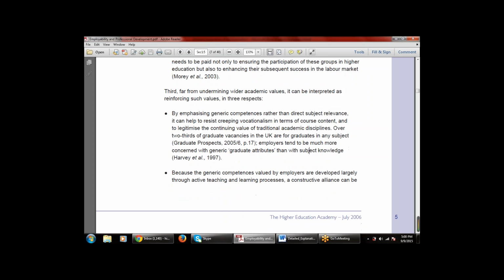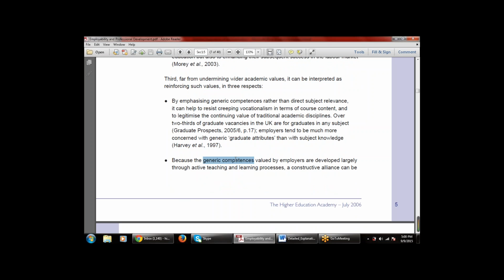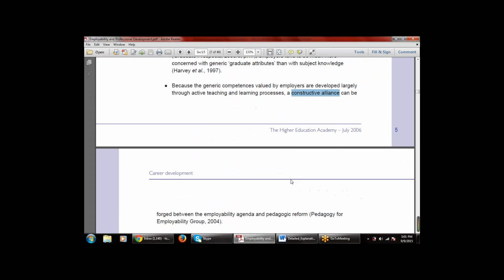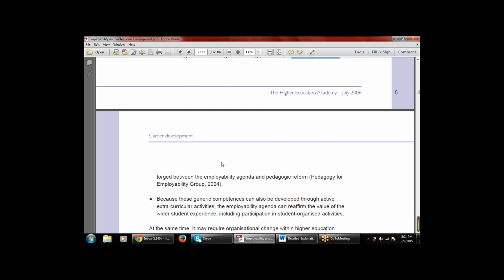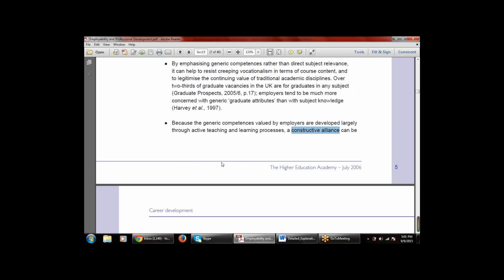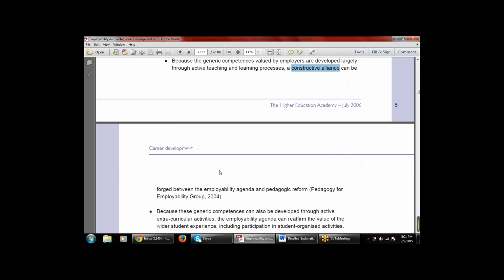Next, because the generic competencies valued by employers are developed largely through active learning and teaching processes, a constructive alliance can be forged between the employability agenda and pedagogy reform. That is, pedagogy is also used for teaching reforms, and the teaching reform is about how to develop and build the mind of the children.